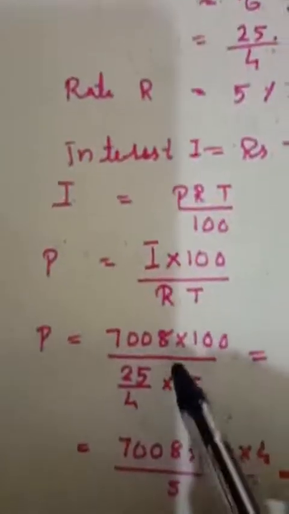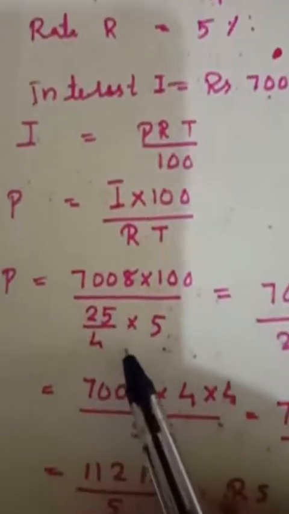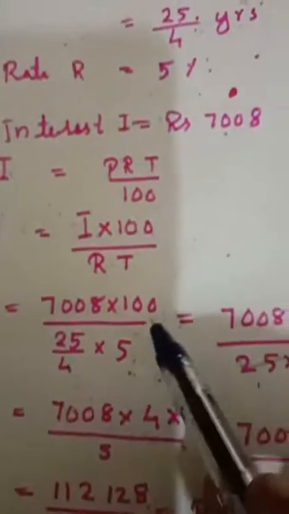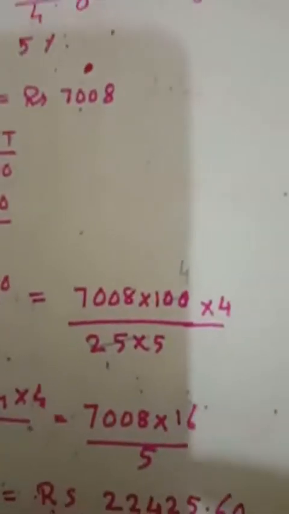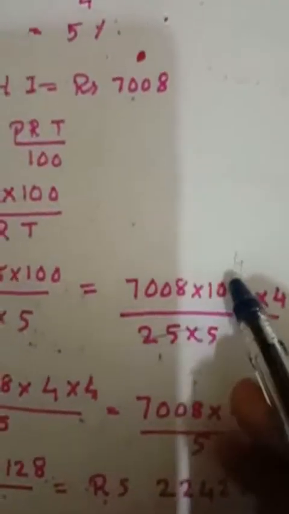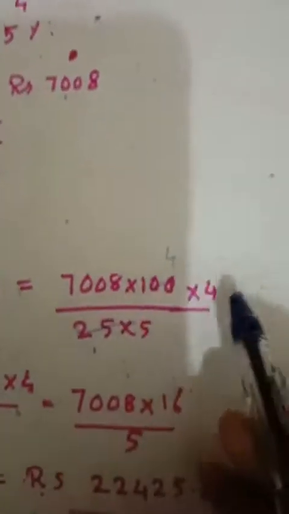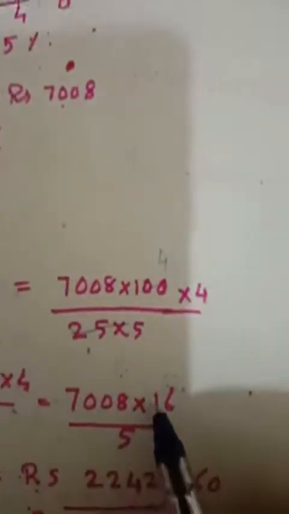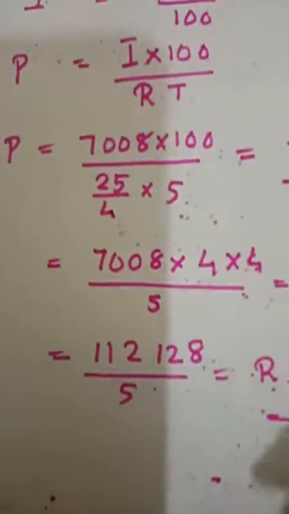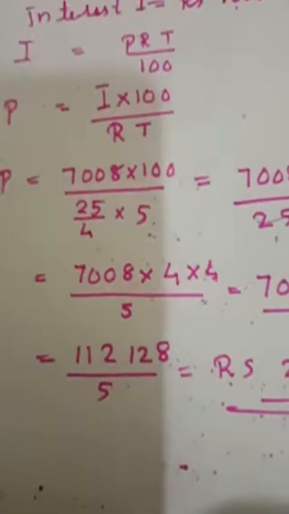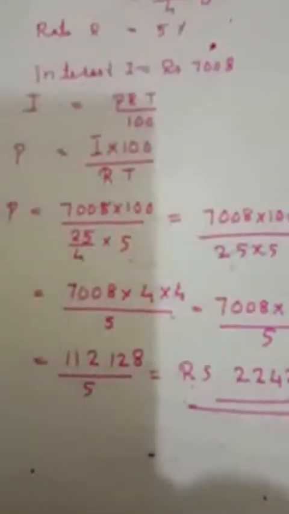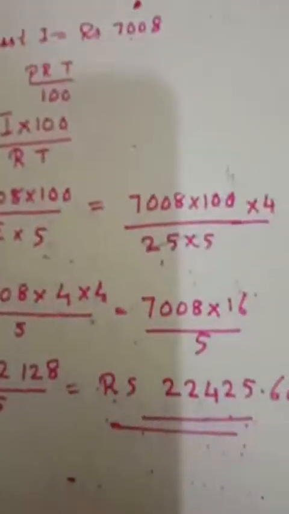So 7008 into 100 by 25 by 4 into 5. Here one denominator is inside, and this denominator moves to the numerator. So 7008 into 100 into 4 by 25 into 5. This 25 and 100 get cancelled. So 7008 into 4 into 4 is 7008 into 16 by 5. 7008 into 16 is 1,12,128 by 5, which equals 22,425.60. Okay.